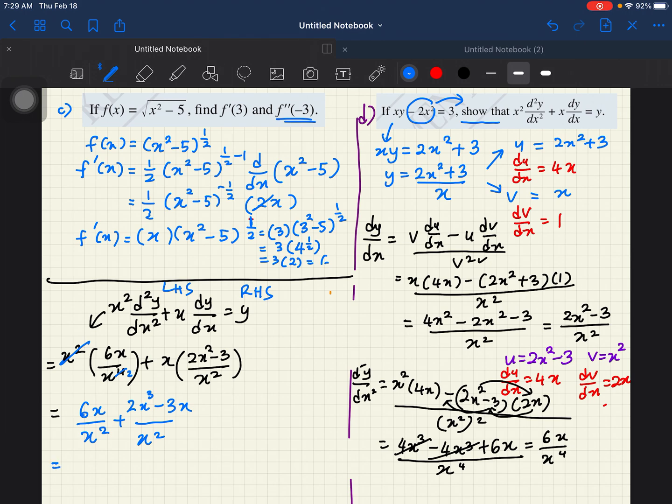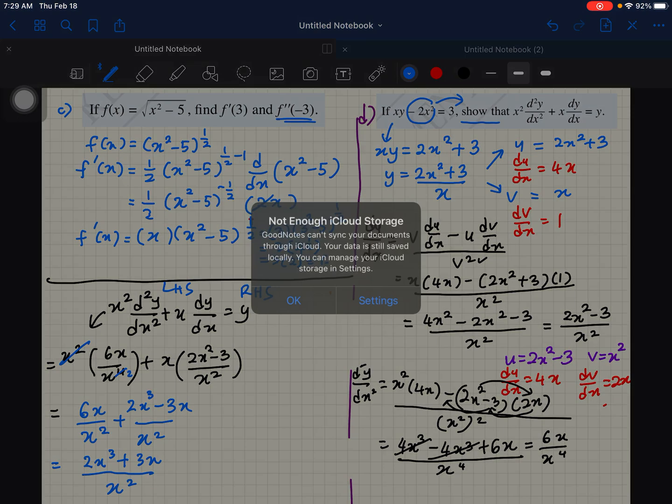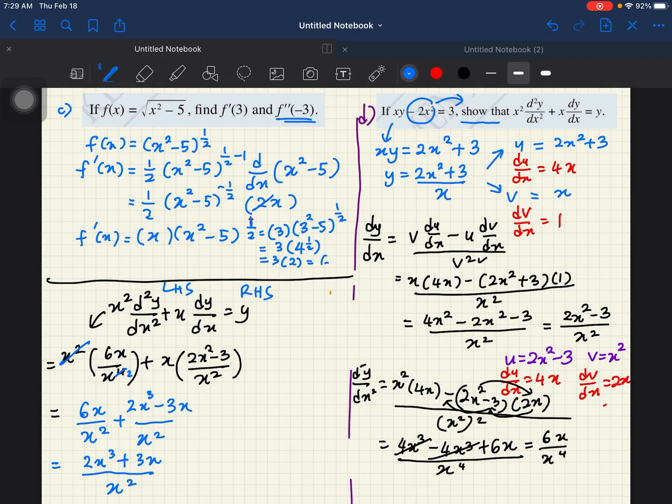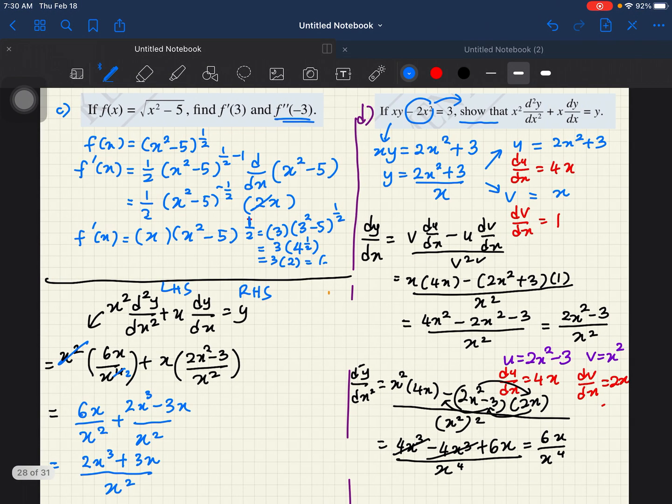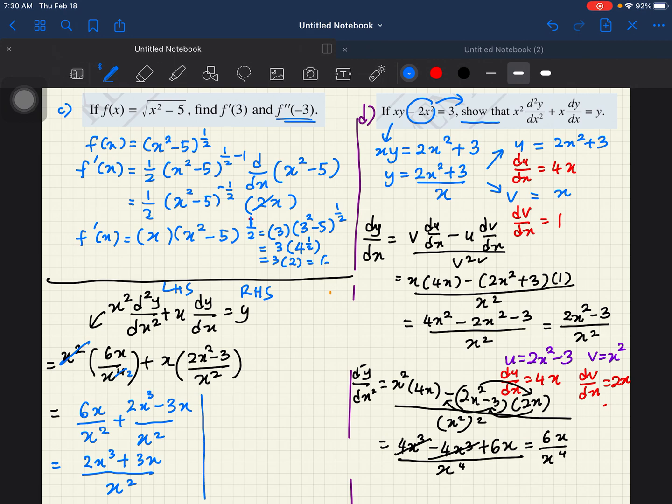Kan? Okay, betul. So, dia jadi, berapa tu? 2x kuasa 3 tambah 3x per x kuasa 2. Miss kata dia jadi sama dengan y. Okay, sekejap. Belum habis lagi. Okay, so kat sini ada x. Kat sini pun ada x kan? So, kita boleh take out. Maksudnya kita boleh factorize. So, dia jadi 2x kuasa 2 tambah 3.